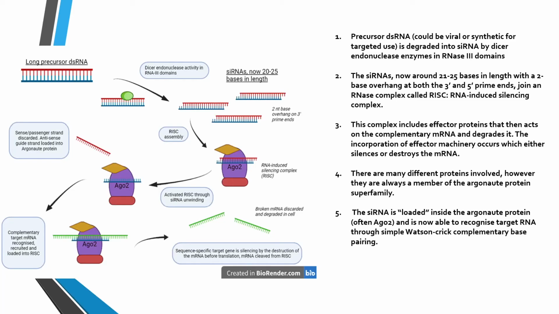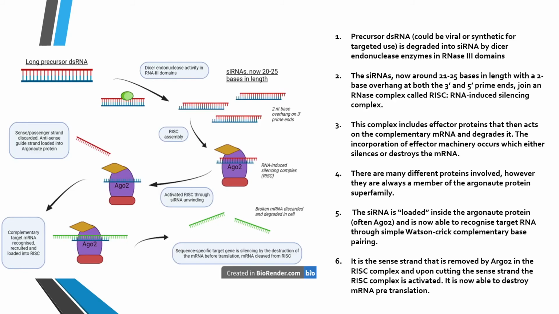The siRNA is loaded inside the Argonaute protein, often Ago2, and is now able to recognize target RNA through simple Watson and Crick complementary base pairing. And this is done by the antisense strand, and it's quite reliable. It's the sense strand that is removed in the RISC complex, and upon cutting and releasing the sense strand, the RISC complex becomes activated, and it is now able to destroy mRNA pre-translation before it can ever become a protein, and therefore prevent it from having a negative effect.